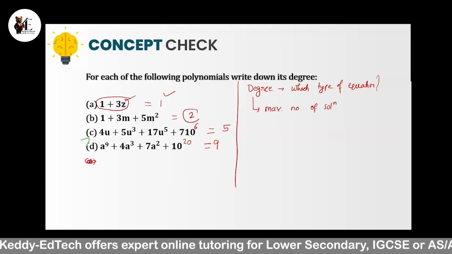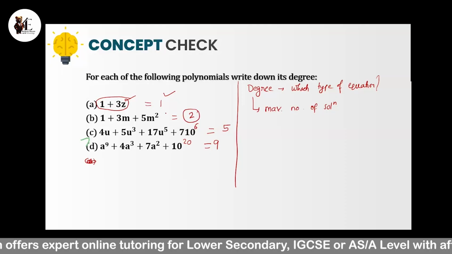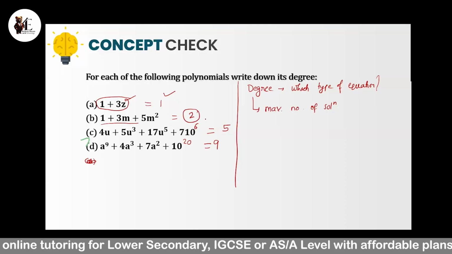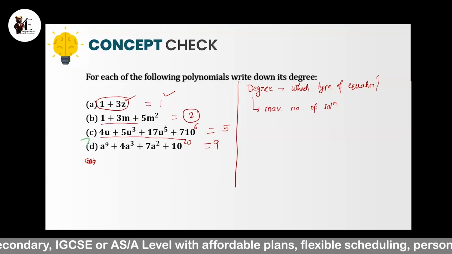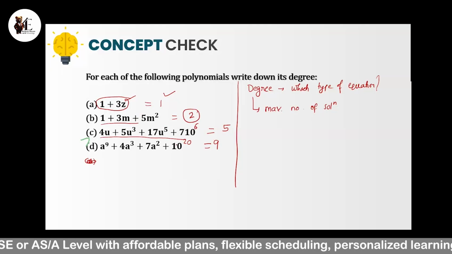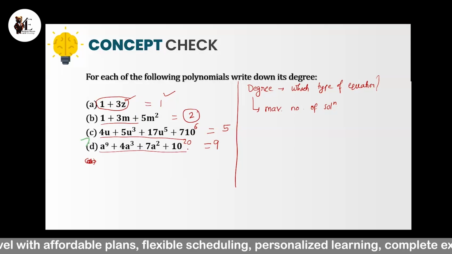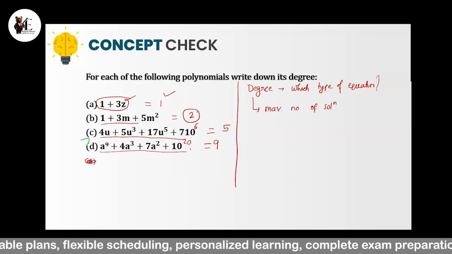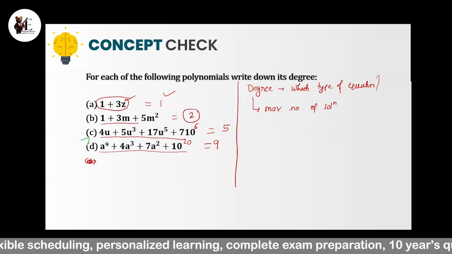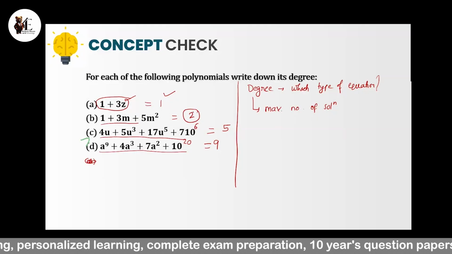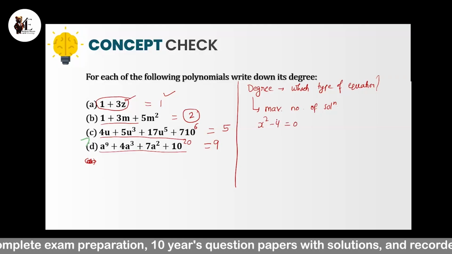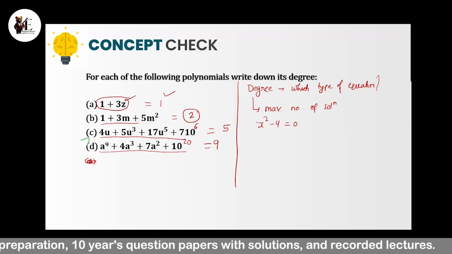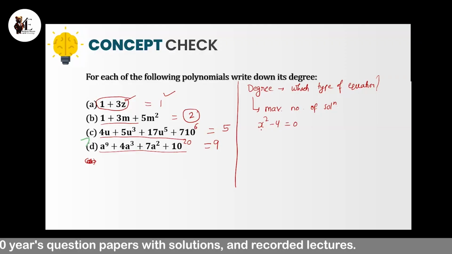For the second part, the degree is 2, so the maximum number of solutions for this equation will be 2 only. For the third one, the degree is 5, so the maximum number of solutions will be 5. Here the degree is 9, so the maximum number of solutions will be 9. But since we are studying the chapter quadratic equation, let's say I am writing x square minus 4 is equal to 0. I'm taking an example of a quadratic equation. It is clearly visible that the degree of this expression is 2. It is a quadratic equation.